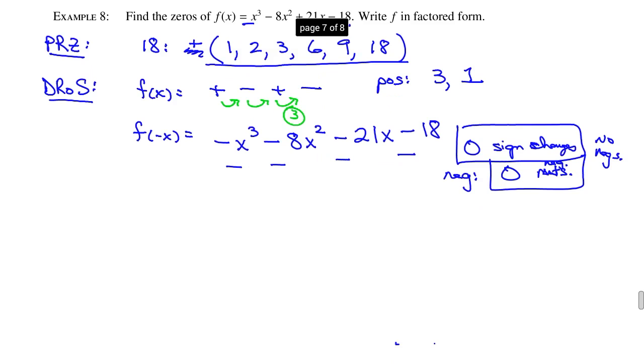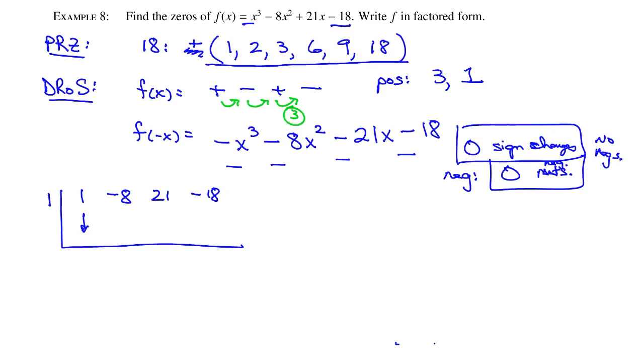So let's check the first one here. Let's try 1 inside the polynomial. 1, negative 8, 21, negative 18. Do the synthetic division. We're hoping to get a 0 as the remainder. So 1 times 1 is 1, negative 7, 14, 14, and negative 4. Since we did not get a 0 for the remainder, 1 is not a root.